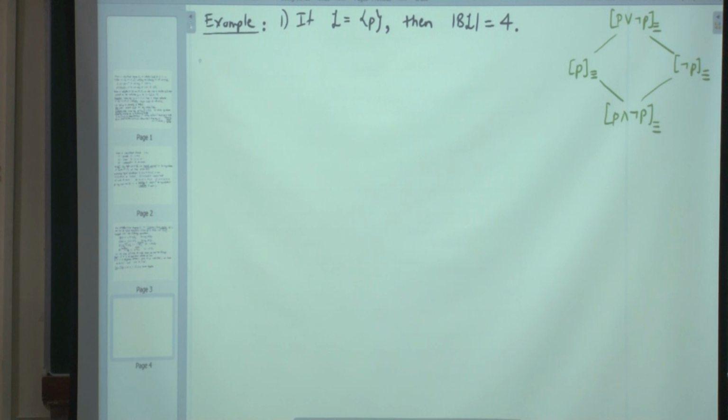Okay. Second example. If L is equal to PQ, then size of BL is 8. And how do you obtain that? Negation.